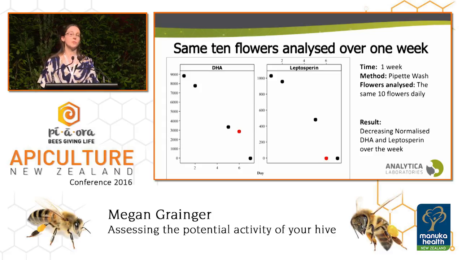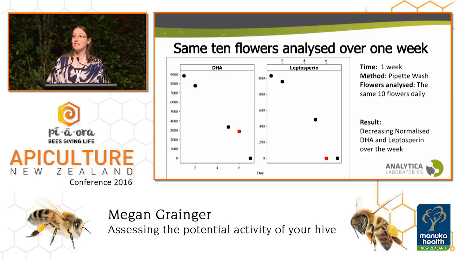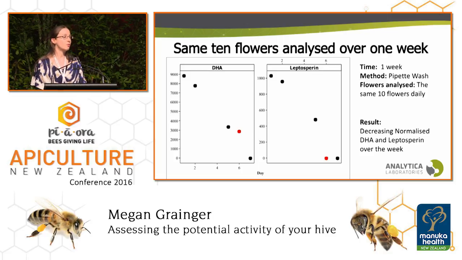Out of interest, we marked 10 flowers on one tree and sampled these using the 10 by 10 pipette wash method for the course of a week, and you can see that over time these flowers didn't actually regain their nectar, so we're not entirely sure why this is happening. And as you can see on day 6, we still have a DHA reading, but by this point our leptospirin wasn't present anymore.